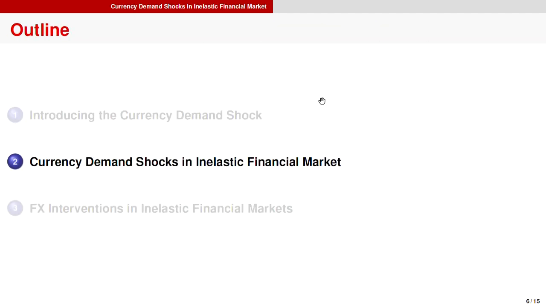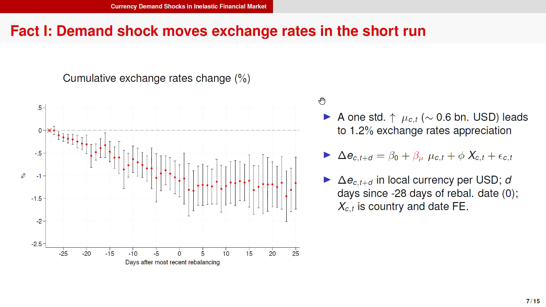All right, so hopefully for now I've convinced you that I have a rather exogenous shock in the currency market. Now I want to show you how this currency shock from this natural experiment moves exchange rates and interest rates. The first fact I want to show you is that this currency demand shock moves exchange rates in the short run. Here we have a graph where the vertical axis is the exchange rate change and the horizontal axis is the horizon, the days before and after rebalancing, where time 0 is the rebalancing date in the middle, extending the window all the way to the left, which is a month before, and also months after.